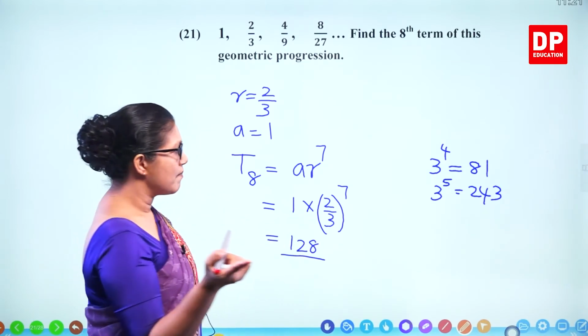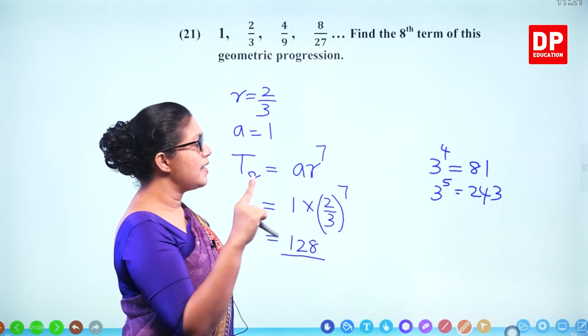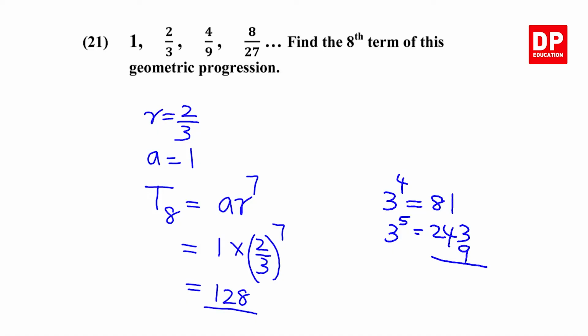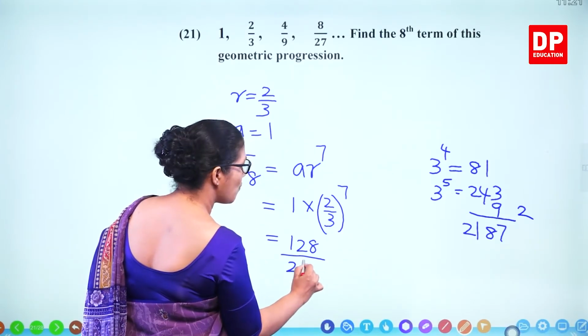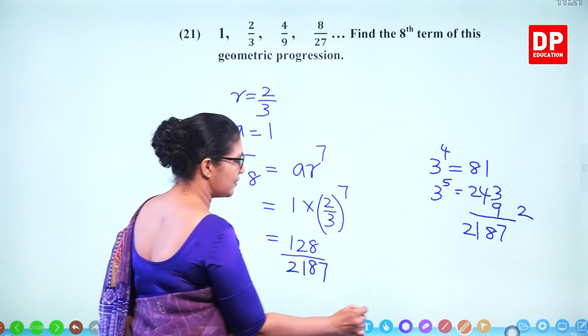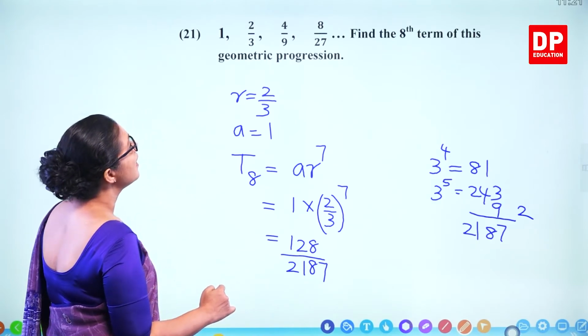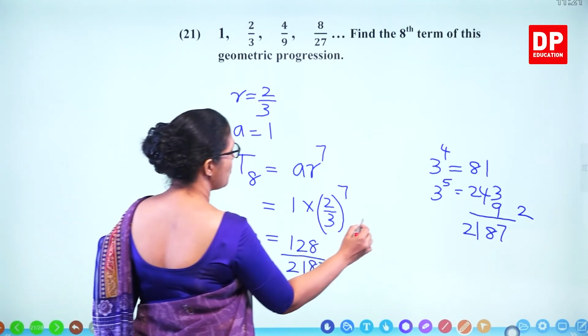81 times 3. Now another 3 and 3, that's 9. Multiply by 9. 9 times 3 is 27. 9 times 4 is 36 plus 2 is 38. 9 times 2 is 18 plus 3 is 21. So 2187. So you get the 8th term there. So 2 marks for that.